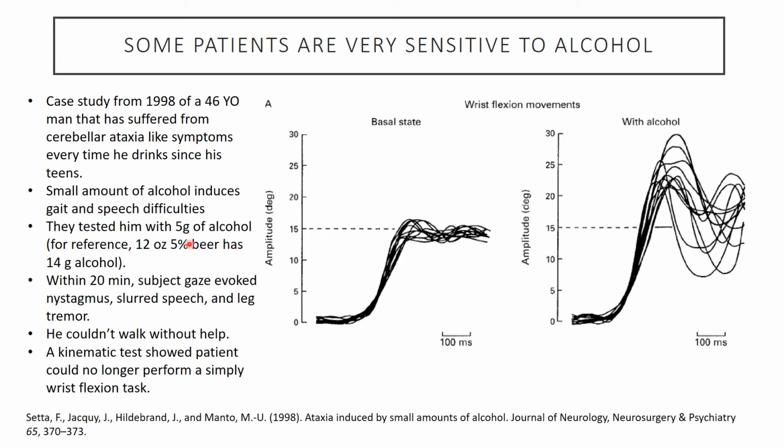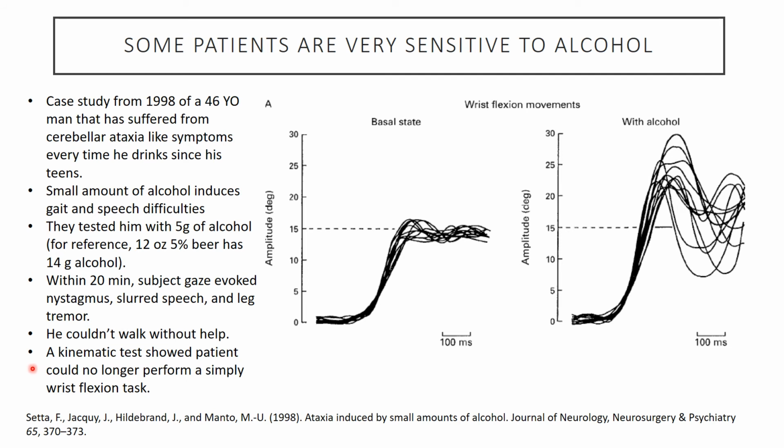So just a 12-ounce 5% beer, which is pretty typical nowadays, has 3 times the amount of alcohol than what this individual was given. And within 20 minutes, the subject's gaze evoked nystagmus, slurred speech, and leg tremor, very much symptoms that are indicative of cerebellar ataxia. He couldn't walk without help after just having 5 grams of alcohol. And a kinematic test showed that the patient could no longer perform a simple wrist flexion task.